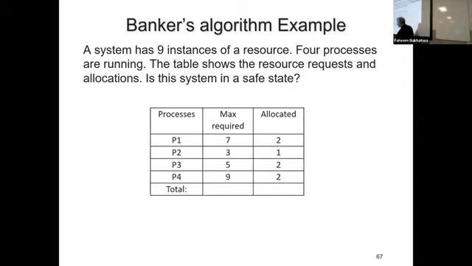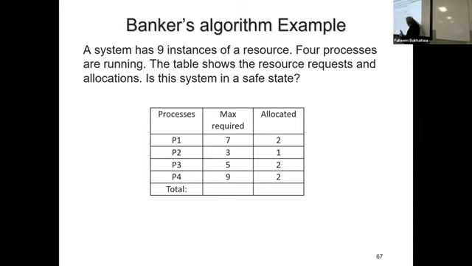5, 2, 3, 7. That's what's remaining. How much do we have? You need to find out. The total is 9, but the allocated is 2, 4, 6, 7. So we still have 2 in our hand.